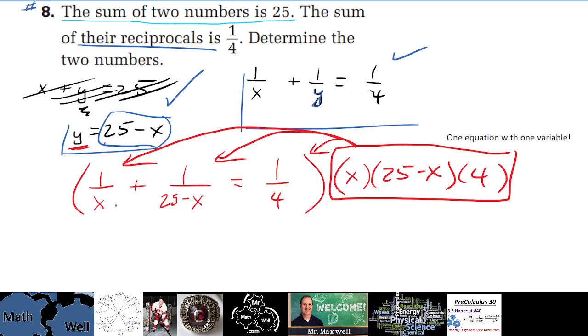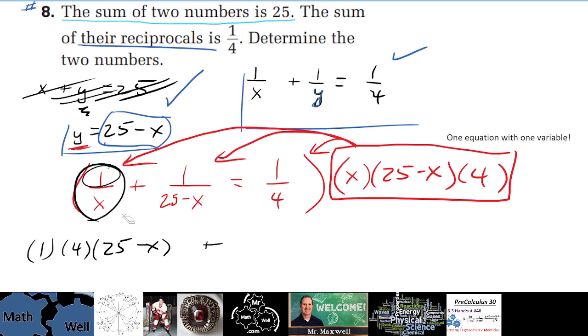Okay, now we're going to black. So this first one times this big chunk here, well, the x's will cancel out. You see that? I'll show that real quick, and I'll back that off. But the x's are gone, and I'm left with 1 times this one times this one. So that's just 1 times 4 times 25 minus x. You don't need to write the 1, of course. But we have no denominator. Awesome.